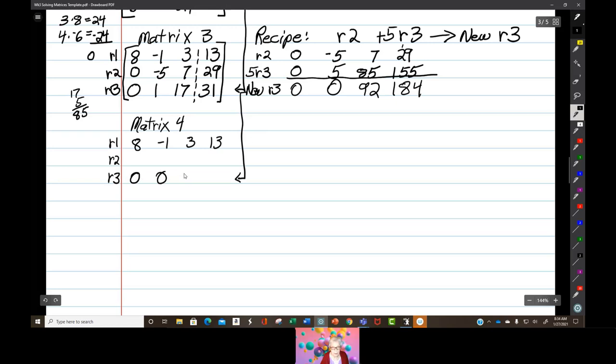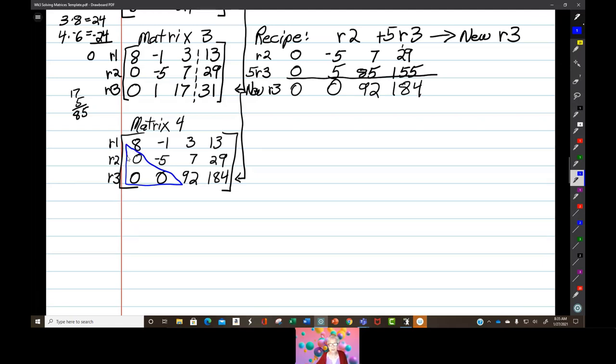Row 0 is 0, 0, 92, 184. And then row 1 is 8, negative 1, 3, and 13. Row 2 is 0, negative 5, 7, and 29. How do you know when you're done? You've got a lower triangle of zeros, which in Gaussian elimination means you're done with the row operations and the matrices.